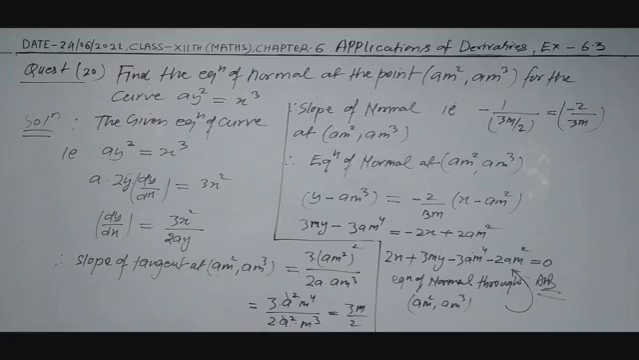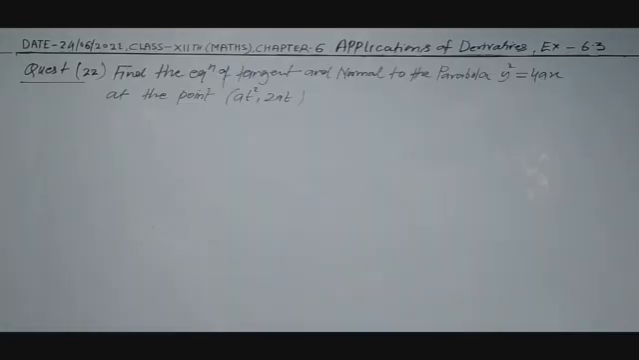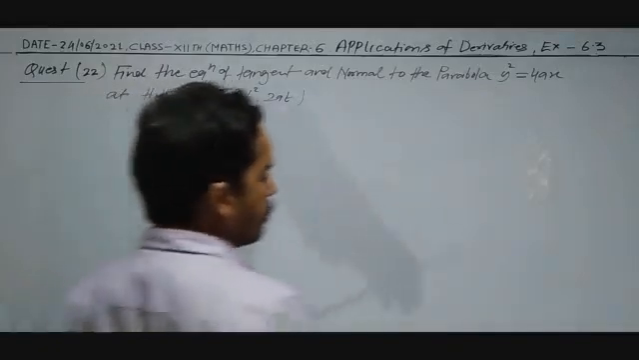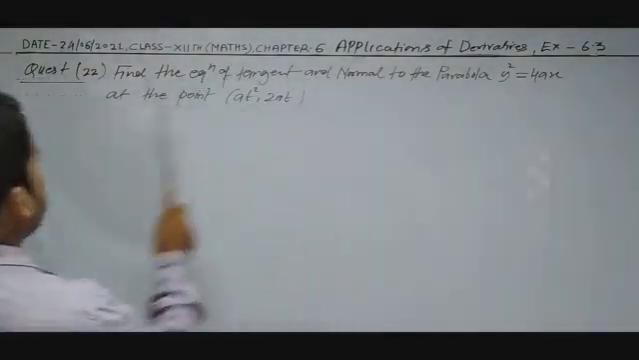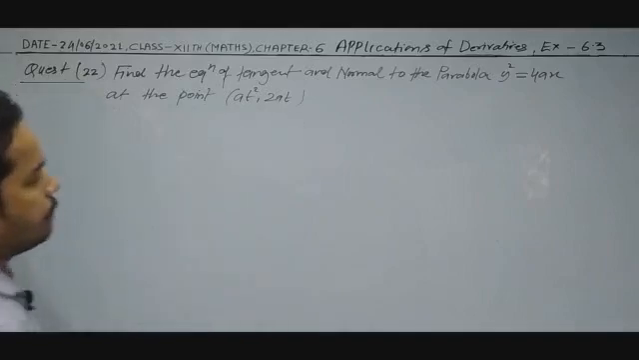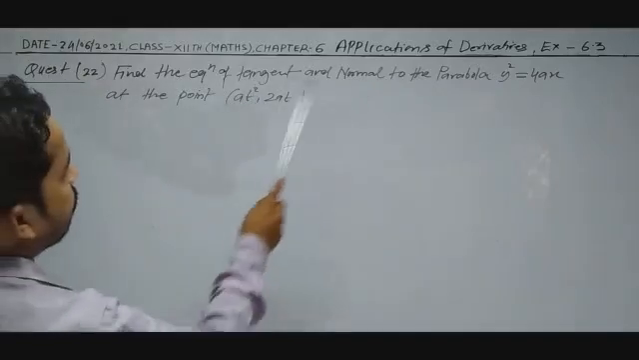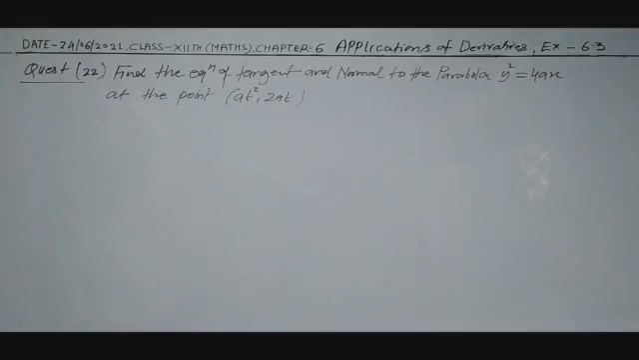So now see, question number 22 is find the equation of tangents and normal to the parabola y square is equal to 4ax. The parabola equation is given. This is the given equation of curve, and we have to find the equation of tangents and normal at a point. The point is also given, because the tangent and normal are passing through the point (at square, 2at). So first of all you have to write the given equation.